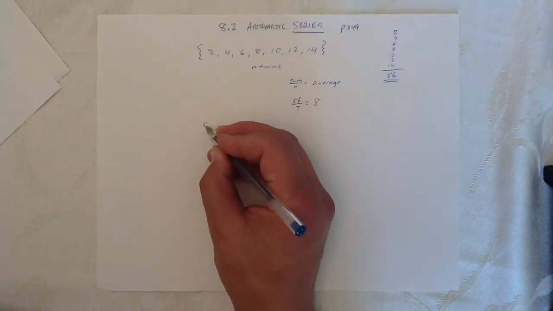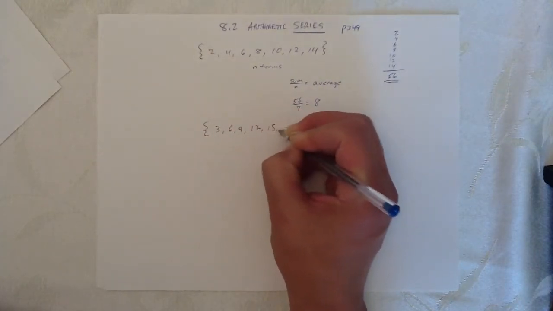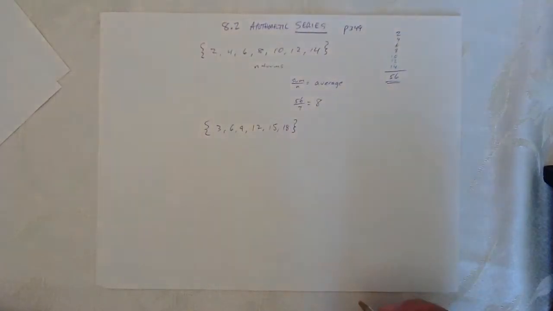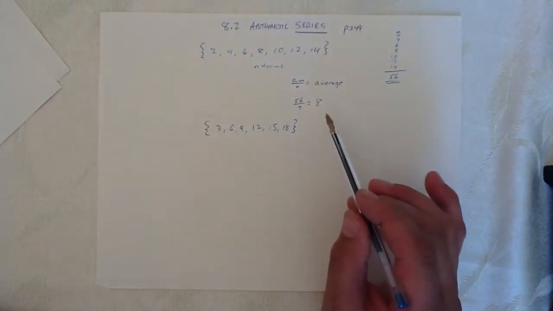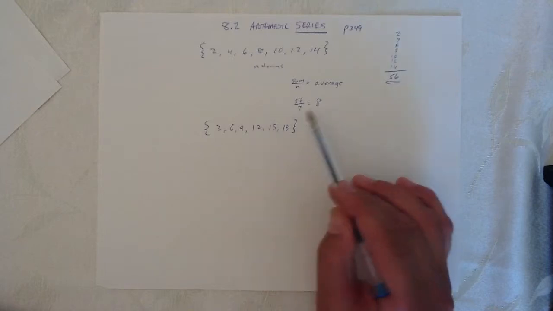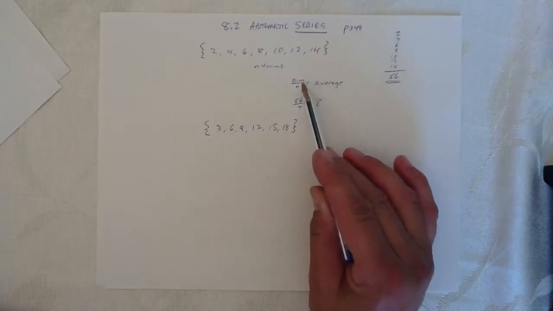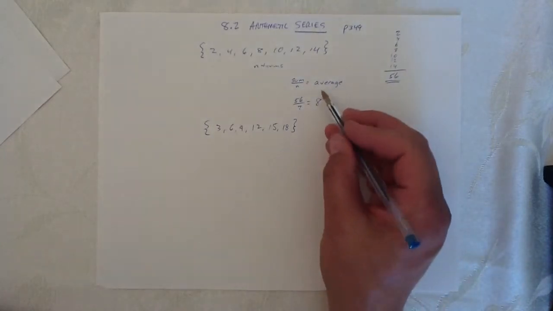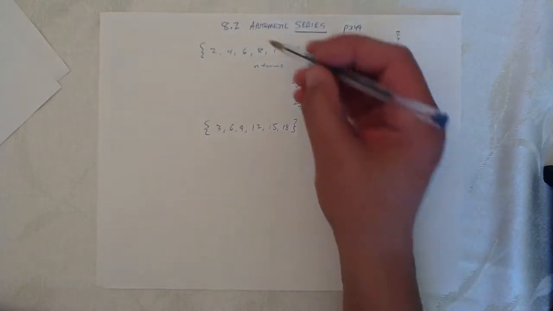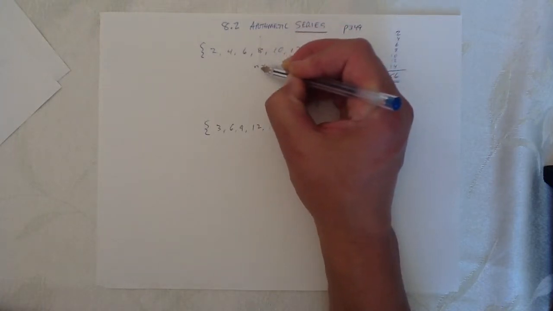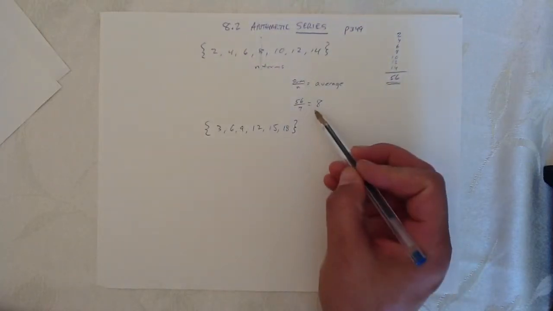Let's take another series: 3, 6, 9, 12, 15, 18. Now, without worrying about the sum, I'm wondering whether I can calculate the average without knowing the sum. Well, in an arithmetic series, the average is going to be the midpoint. In the first case, it was the midpoint between the 2 and the 14, and it went right through 8, so we had an average of 8.